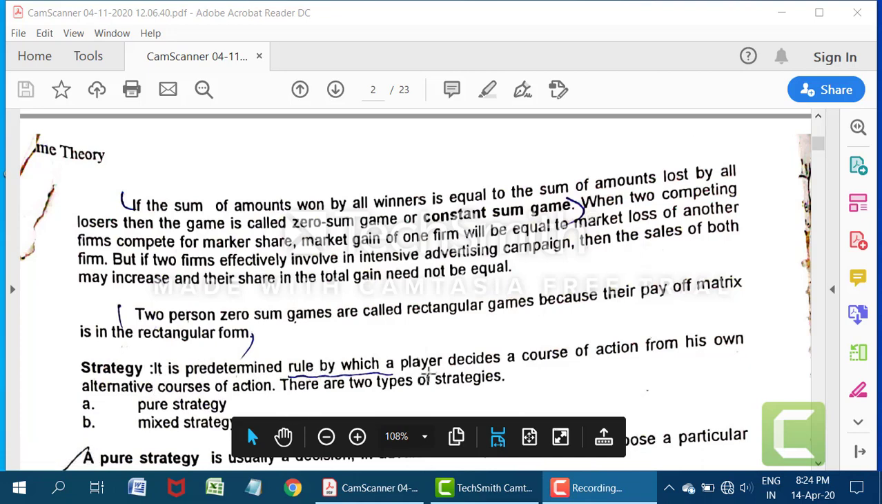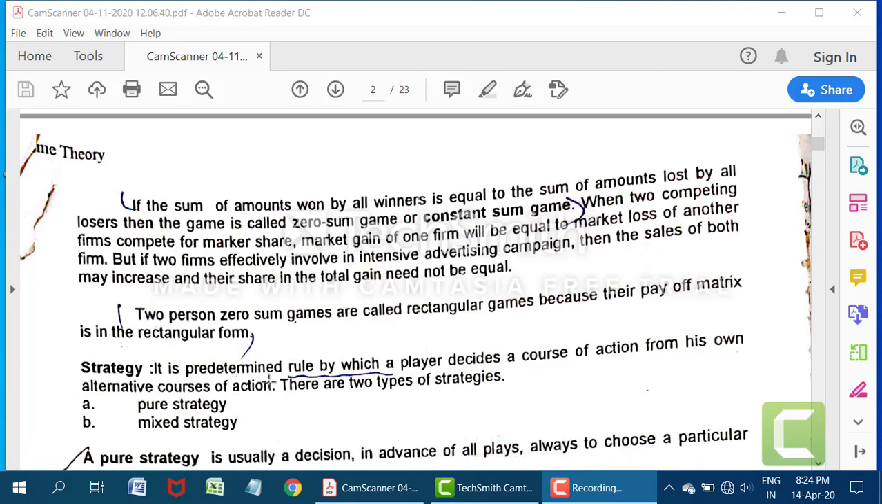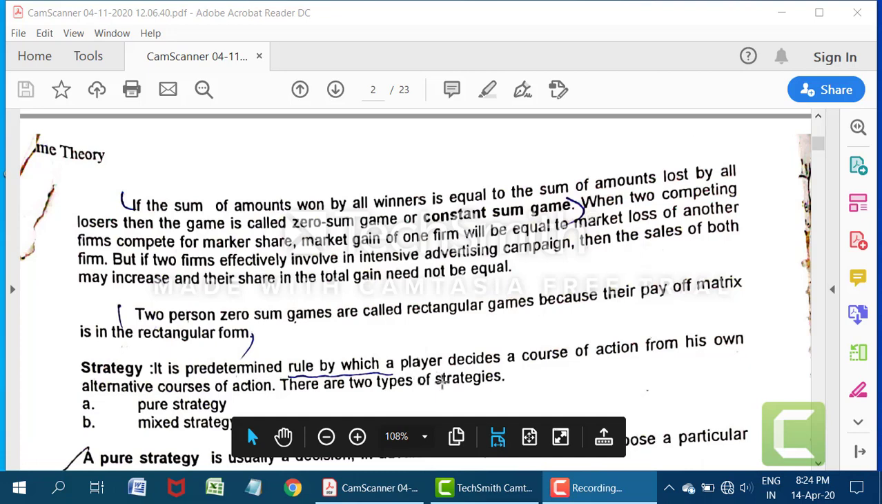It's a predetermined rule by which a player decides a course of action from his own alternative courses of action. There may be different strategies from which he will choose one strategy to play a game. He cannot play a game simultaneously with all the strategies, remember. At any instance, he will be playing with one particular strategy only. And there are two types of strategies, pure strategy and the mixed strategy.